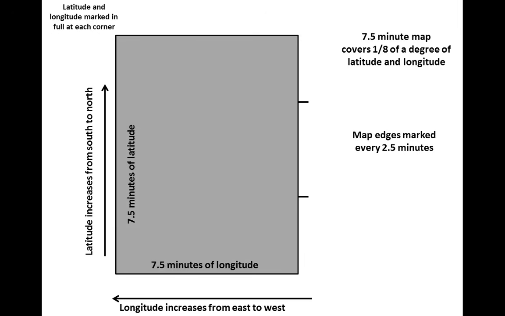They place an intermediate mark every 2.5 minutes along the sides of the map. So they're basically dividing the map edges into thirds. 2.5 of course goes into 7.5 3 times. So each one of these intermediate ticks represents 2.5 minutes of either latitude if we're talking about moving up and down on the map, or longitude if we're talking about moving left to right across the map.